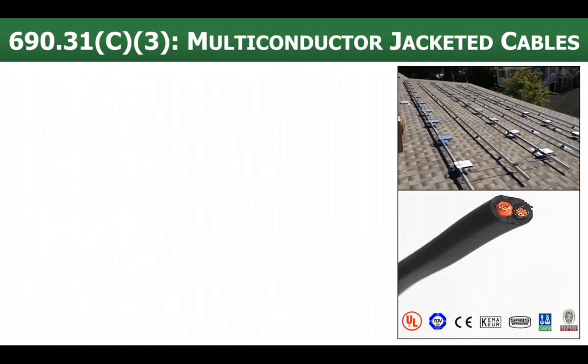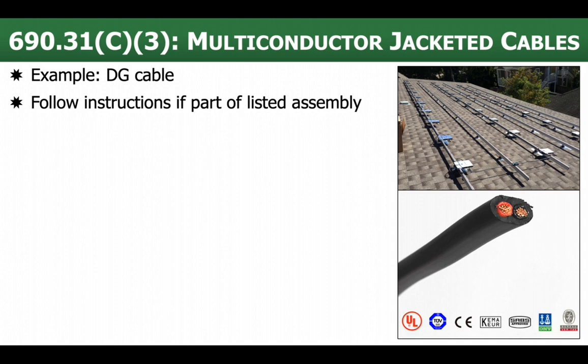Okay, that was single conductor cable. Now let's talk about multi-conductor jacketed cables. Type DG is one of them. 690.31(C)(3) has requirements. If it's part of a listed assembly, think like the trunk cable for a microinverter like we see on the slide here, then follow the instructions. You already knew that.